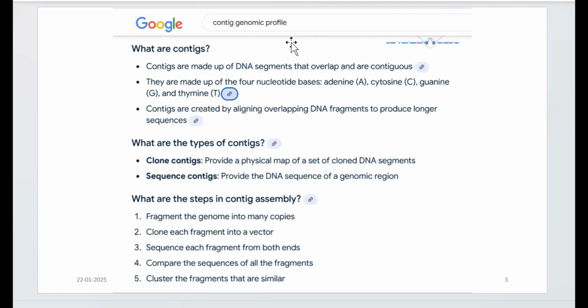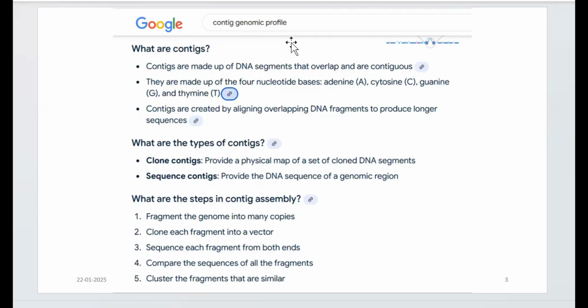Of course, when we say clone fragments, it is about the libraries that are created, right? So when I say clone contig, that means the fragments are cloned into some vector, and then it is going to give you the entire long sequence. Or another type is sequence contig, where you provide the DNA sequence of a genomic region. So you have not created a clone of it, right?